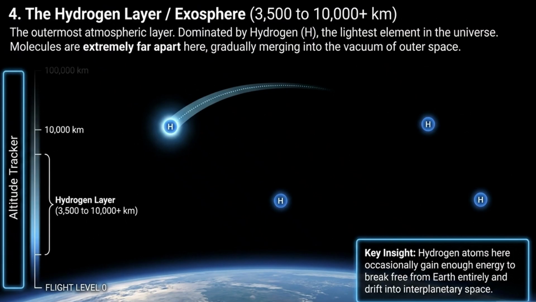Finally, we reach the hydrogen layer, which is associated with the outermost part of the atmosphere or the exosphere. It extends from roughly 3,500 km to more than 10,000 kilometers. Hydrogen is the lightest gas, so it is found at the highest level of the heterosphere. Here, gas particles are extremely far apart, and some hydrogen atoms can gain enough energy to escape Earth's gravitational pull and move into outer space.